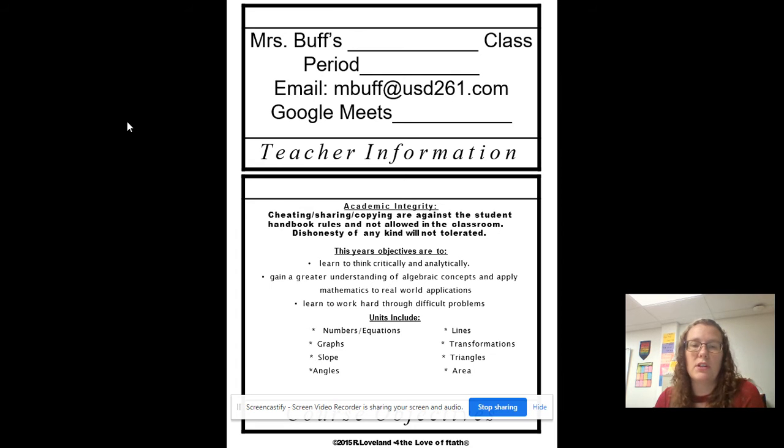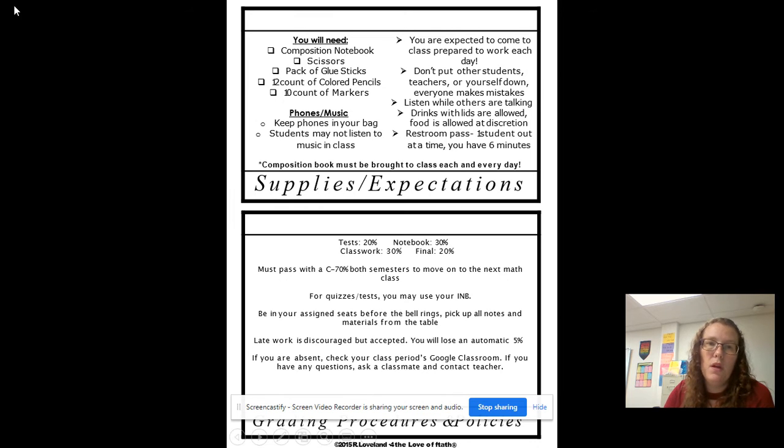This year's objectives are going to be to learn to think critically and analytically, gain a greater understanding of both algebraic and, I forgot to put in there, geometric concepts, apply mathematics to real-world applications, and learn to work hard through difficult problems. Our units for geometry are going to be numbers and equations, graphs, slopes, angles, lines, transformations, triangles, and area.